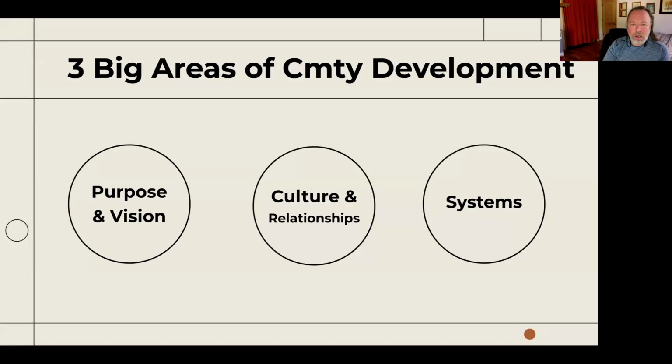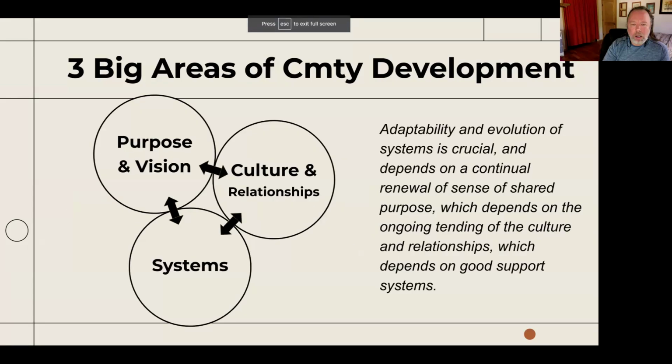I would say, lastly about this, adaptability and evolution of systems is crucial, just as continual renewal of a sense of shared purpose is crucial, and the ongoing tending of culture and relationships is crucial. And these all intertwine with each other. What you're really looking for is having all of these things in alignment and mutually supportive of each other.